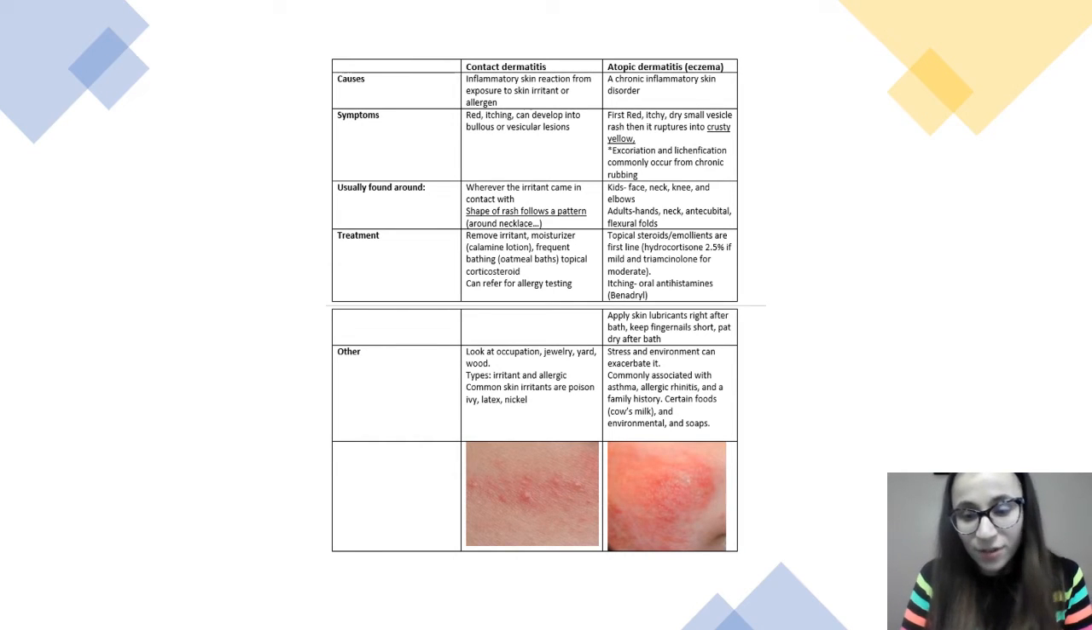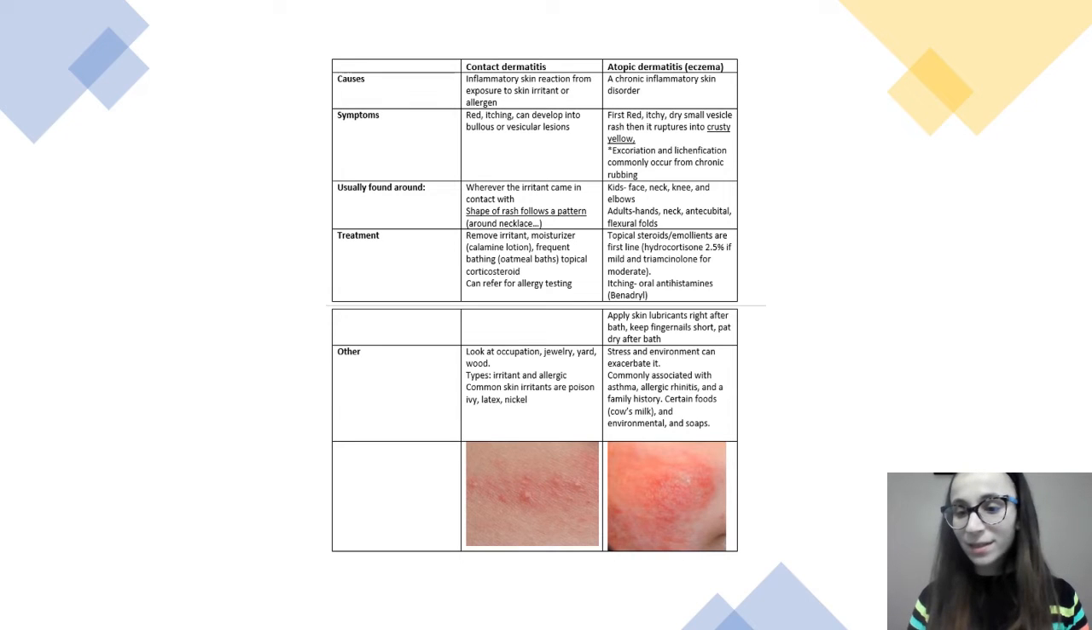For treatment for contact dermatitis, it's being caused by something, so you want to remove the irritant. You can moisturize it, frequent baths like oatmeal baths, topical corticosteroids if needed, and you can even refer for allergy testing. In terms of treatment for atopic dermatitis, topical steroids like hydrocortisone 2.5% for mild and triamcinolone for moderate. If it's itching, you can give them oral antihistamines like Benadryl.